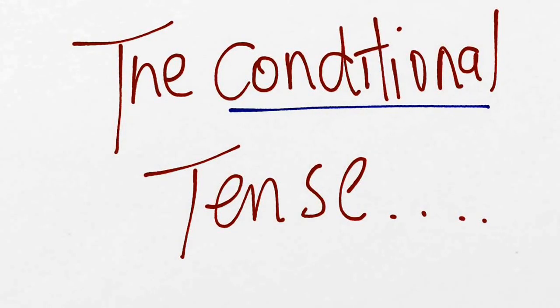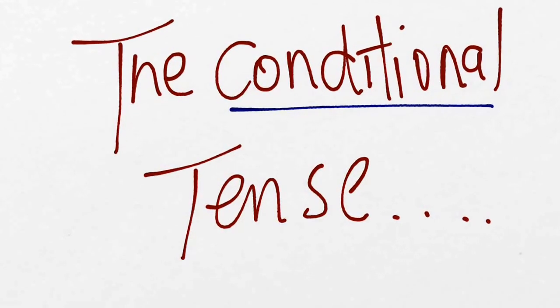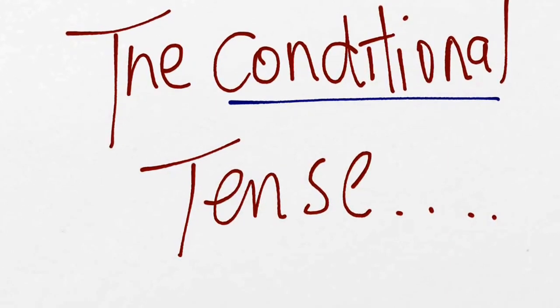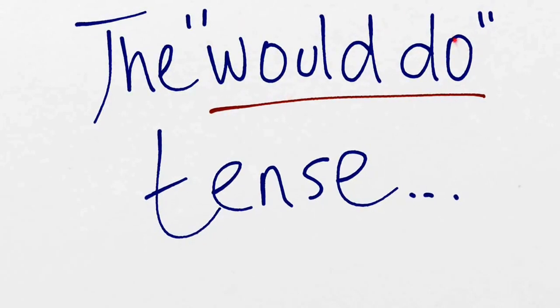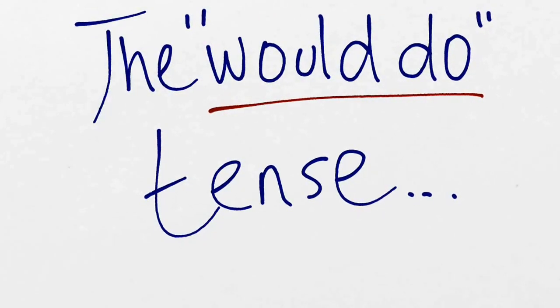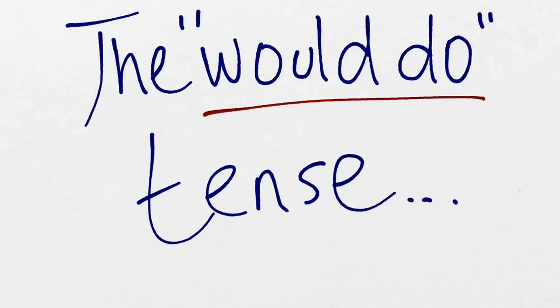Okay guys, so we're going to do a quick video on the conditional tense. Now what is the conditional tense in Spanish? Well, it is the tense that allows you to say what you would do, what someone would do. It's a really simple tense to form and probably one of the easiest tenses to form in Spanish. So let's see exactly how we do it.